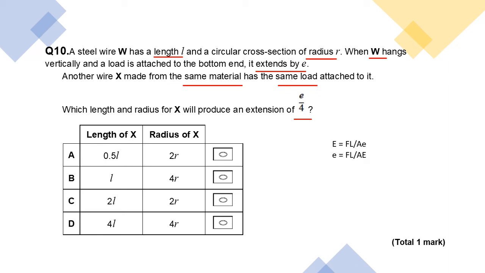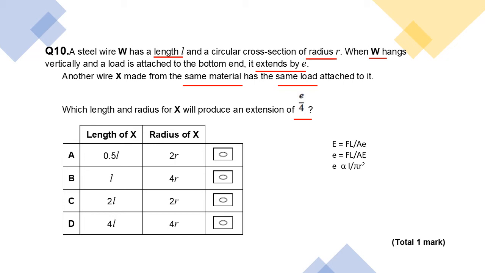What we have to find out is extension. So if you look at the equation for extension, you can see that it depends on 4 things: the load or the force, the length of the wire, the area of cross section of the wire, and the Young modulus. Now, if you look at the information given, both the wires are of the same material, so the Young modulus is going to be the same. Same load is attached to them, so F is also going to be the same. So that tells us that there are 2 things on which the extension depends.